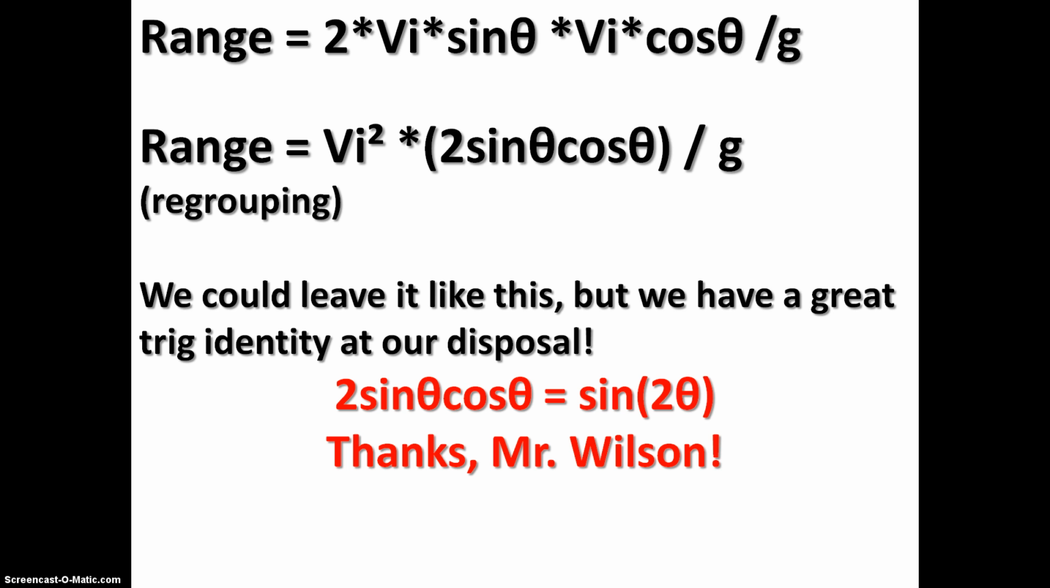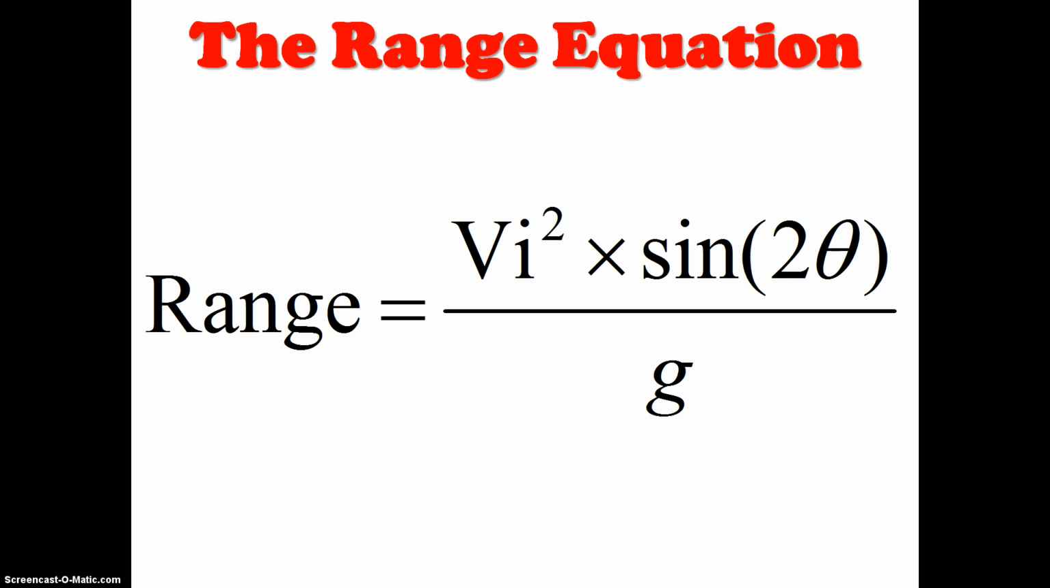If you are a fan of trig, you've already had trig in math, you should know this. This is one of the great trig identities. It turns out that 2 sine theta cosine theta is always equal to the sine of 2 theta. I'd like to thank Mr. Dan Wilson, who was my math teacher here at Maine East, for pounding that into my head. And so this is one of the reasons why we kind of learn those identities, because it makes life a little bit useful for us. So we can substitute that back in, and we have, ta-da, the range equation.